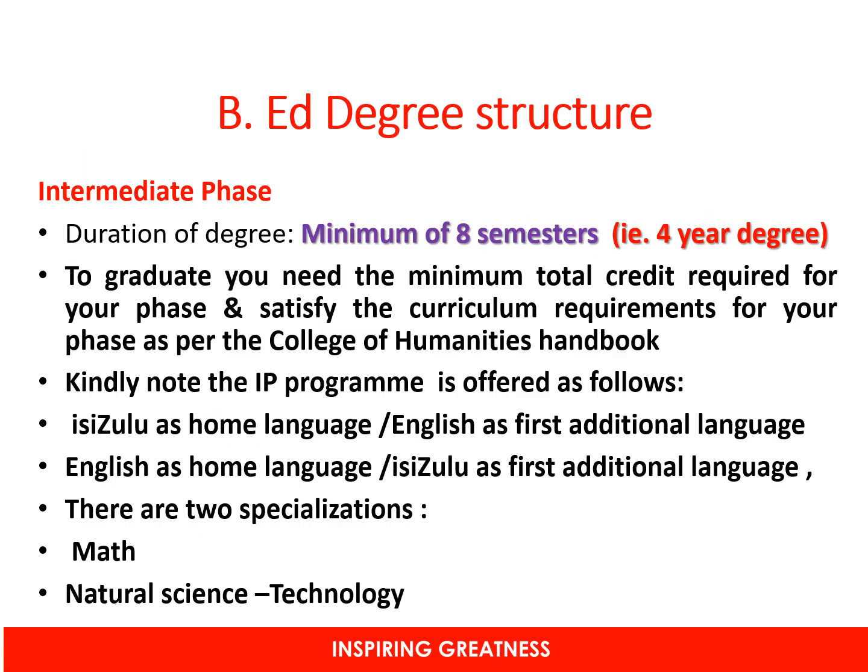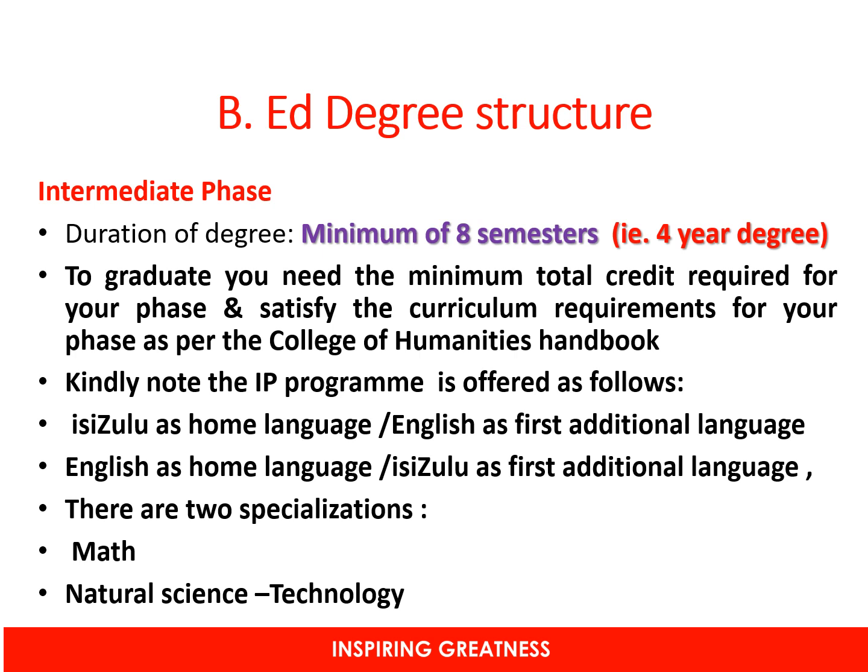The B.Ed structure for the intermediate phase is as follows. The duration of the degree is 4 years. That means you have to be registered for 8 semesters. It also means that you cannot complete the degree in less than 8 semesters. To graduate, you need to meet the total credits required for your phase, which is 512 credits, and satisfy the College of Humanities requirement for your particular phase.